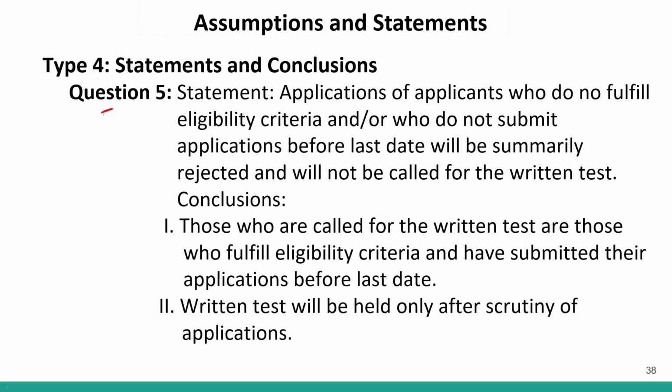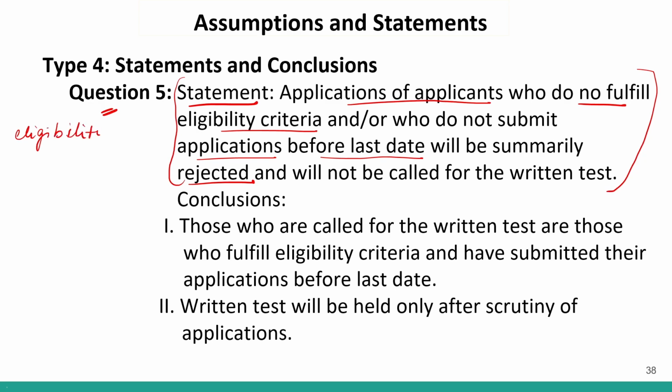Now, question number 5. Question number 5 statement is given to us. Applications of applicants who do not fulfill eligibility criteria or who do not submit applications before last date will be summarily rejected and will not be called for the written test. So this is given to us that if you do not fulfill the eligibility criteria or you do not submit the application form before the last date, then your application would be rejected, and after rejection you will not be called for written test. This is given in the statement.